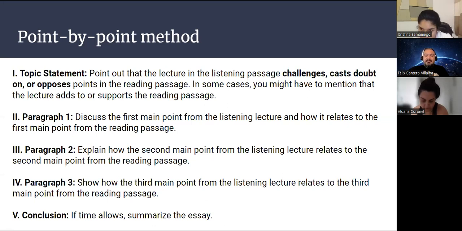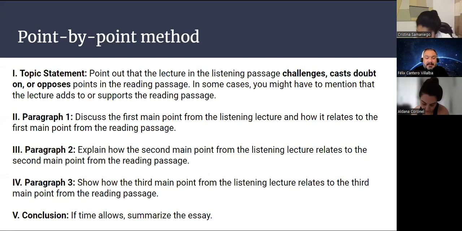The scientific consensus. Yeah. So you have to say the lecture cast doubt on what? So you talk about the concept, but where did you get that concept in the reading? So it's very important to quote your sources. So this was presented in the reading.